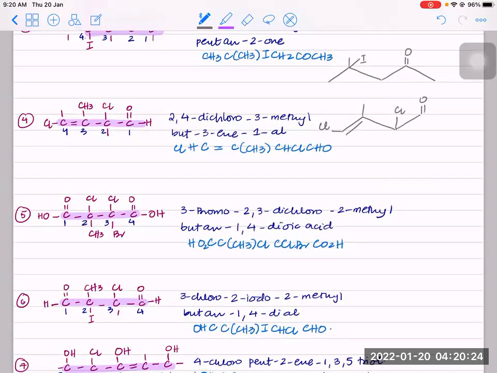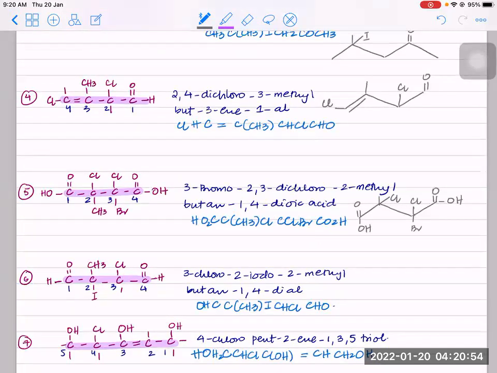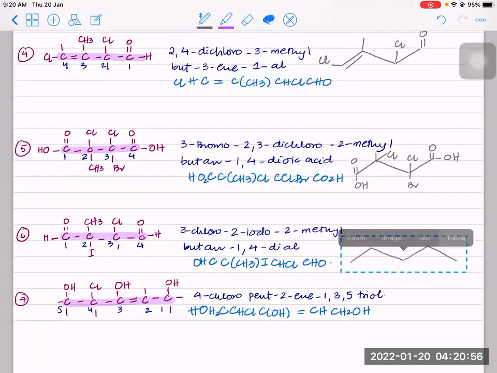Then we have this, number 5. This also has four carbons in the main chain. So let's show 4 carbons. Right here we will have double bond OOH. Then right here we have Cl, right here a Br. Then this will be a CH3 and a Cl. And this would be a double bond O with OH. Clear?